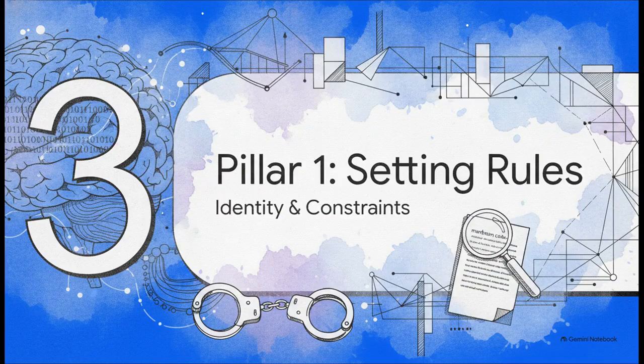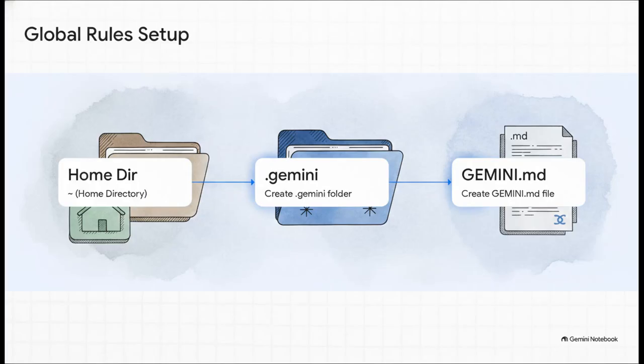Let's jump into part 3. Pillar 1, setting rules to define identity and constraints. If you want to define your project's core identity, this is exactly where you start. Google describes rules as manually defined constraints for the agent to follow. Just think of them as plain markdown files that get injected automatically into every single session you start. And let me tell you, it is so clean and simple to set up.